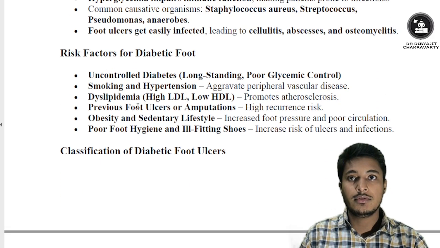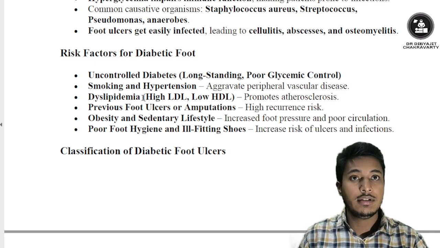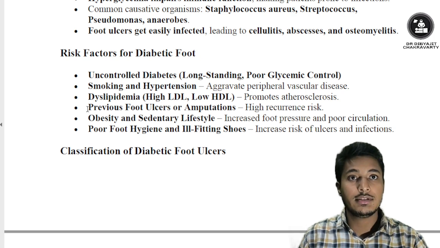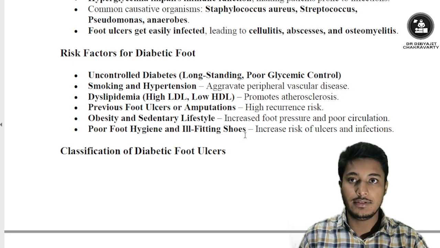Risk factors for diabetic foot: uncontrolled diabetes, that is long-standing and poor glycemic control; smoking and hypertension, which aggravate the peripheral vascular disease; dyslipidemia, being high LDL and low HDL, which promotes atherosclerosis. Previous foot ulcers or amputations also increase the risk. Obesity and sedentary lifestyle increase foot pressure and cause poor circulation. Poor foot hygiene and ill-fitting shoes also increase ulceration and infections.